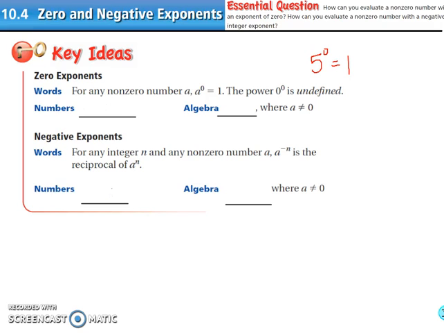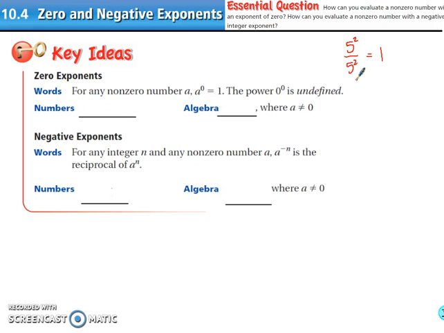And the reason follows our quotient rule for exponents. If I had, for example, 5 to the second power divided by 5 to the second power, when I divide 25 divided by 25, I reduce this all the way down to 1. The numerator is the same as the denominator.